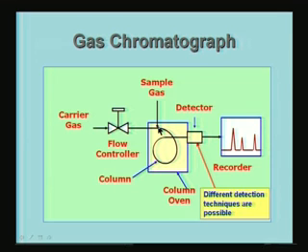And when the sample gas moves through that, the different constituents of the sample gas will move through this column at different velocities. That means, at the other end of the column, the one which moves fastest will come first here. Next, the one which moves a little slower than that, and the one which is slower than that, and so on.